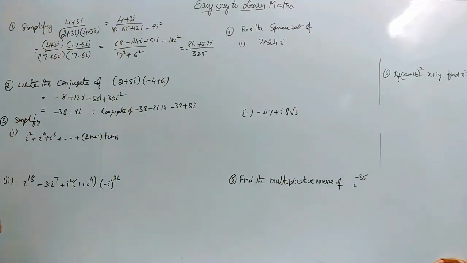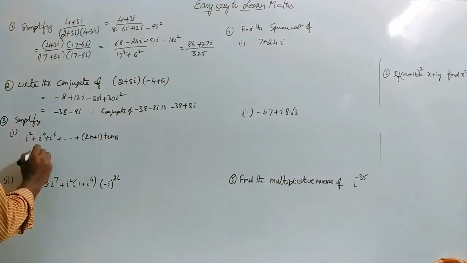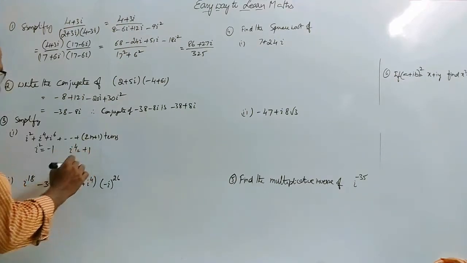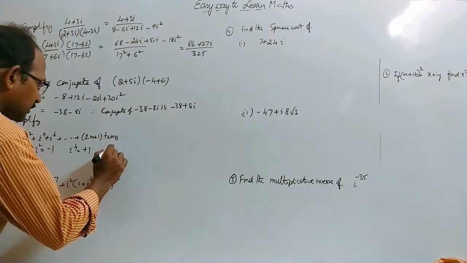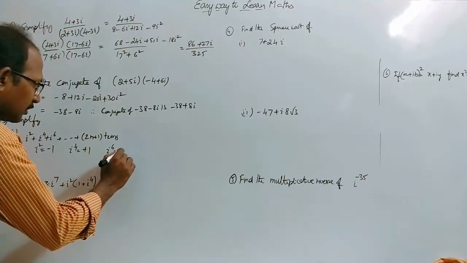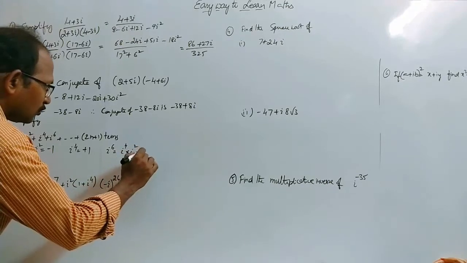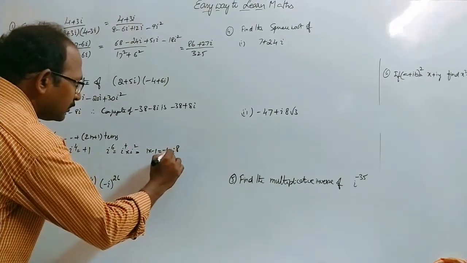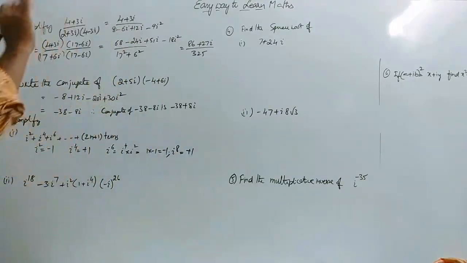Next, simplify again: i squared, i power 4, i power 6 and then i power 8 and so on, up to 2n plus 1 terms. Here we have to observe that 2n plus 1 means always an odd number. Therefore, odd terms are given. Now let us simplify. First of all, you know that i squared is equal to minus 1 and i power 4 is equal to plus 1, and again i power 6 can be written as i power 4 into i squared, that is equal to 1 into minus 1, that is equal to minus 1, and similarly i power 8 is equal to plus 1 and so on, continuation.